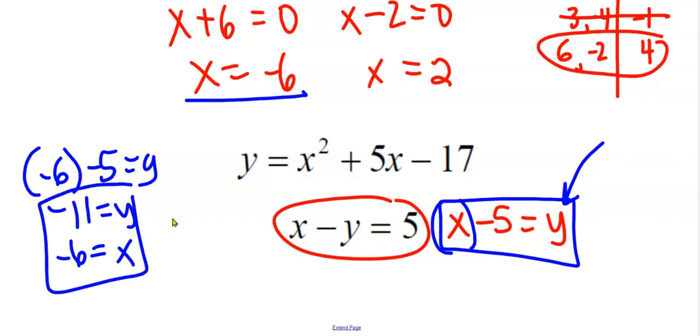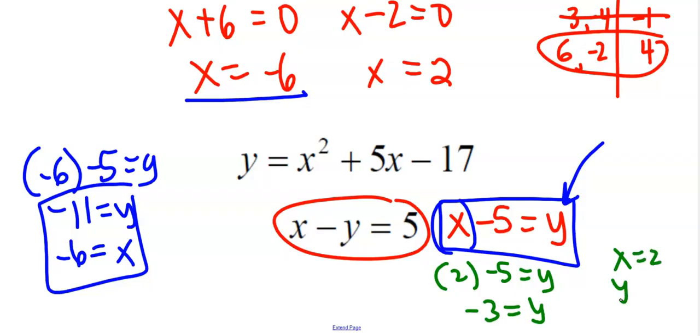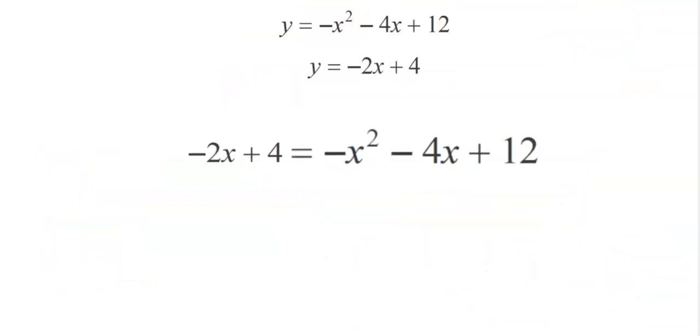And in my second round, I'm going to replace the x with a 2. So when x is 2, y is negative 3. Now remember, you have to pair your x's and y's together. One last time.